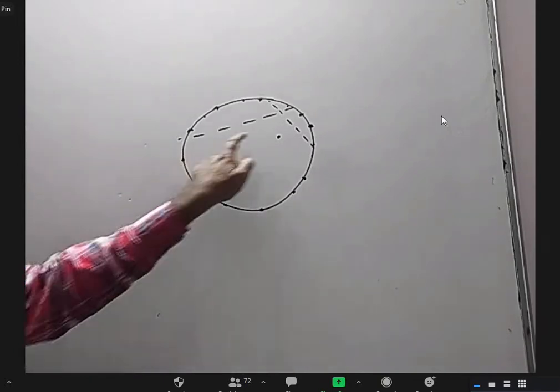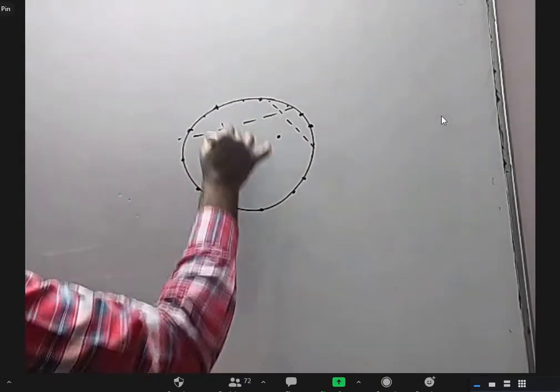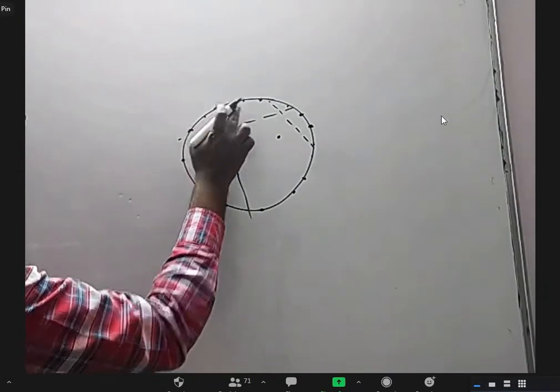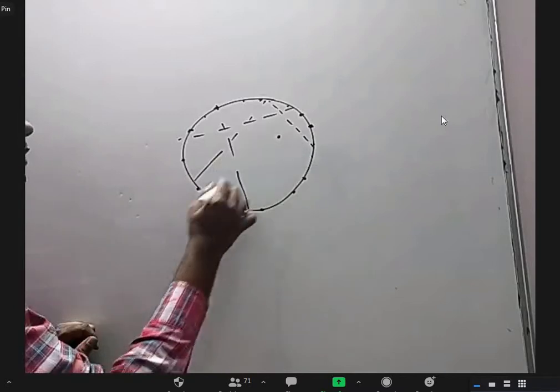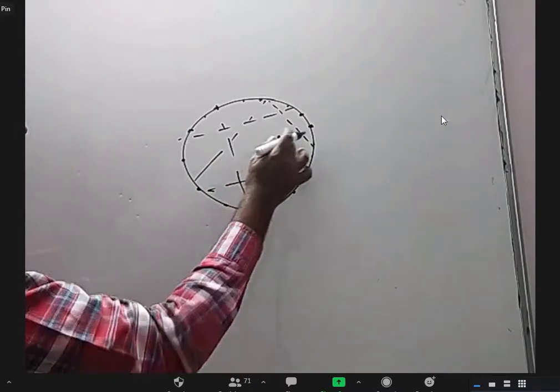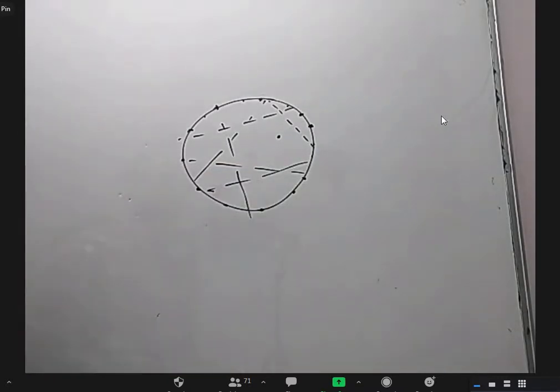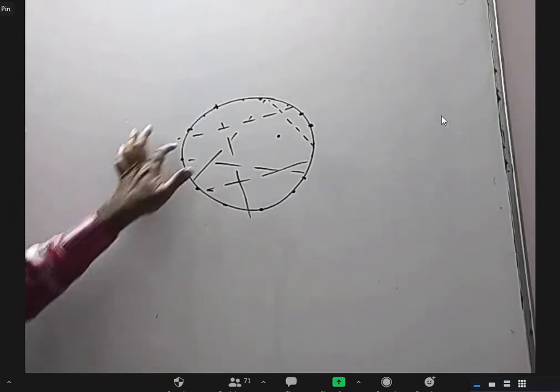And let us say this point should come here. When I fold, you will get a crease like this. Or this point should come here, you will get a crease like this. This point should come here, a crease like this. So you try to fold so that different points come here.